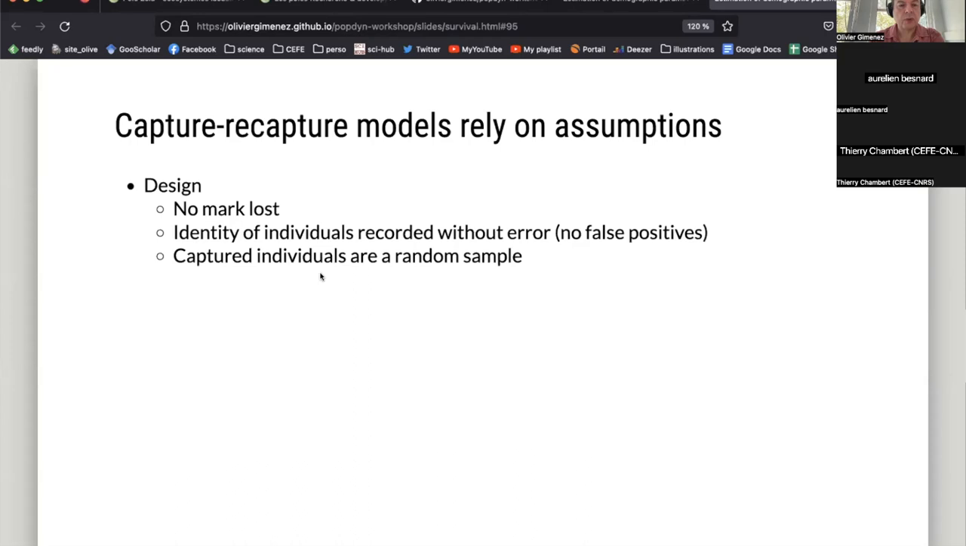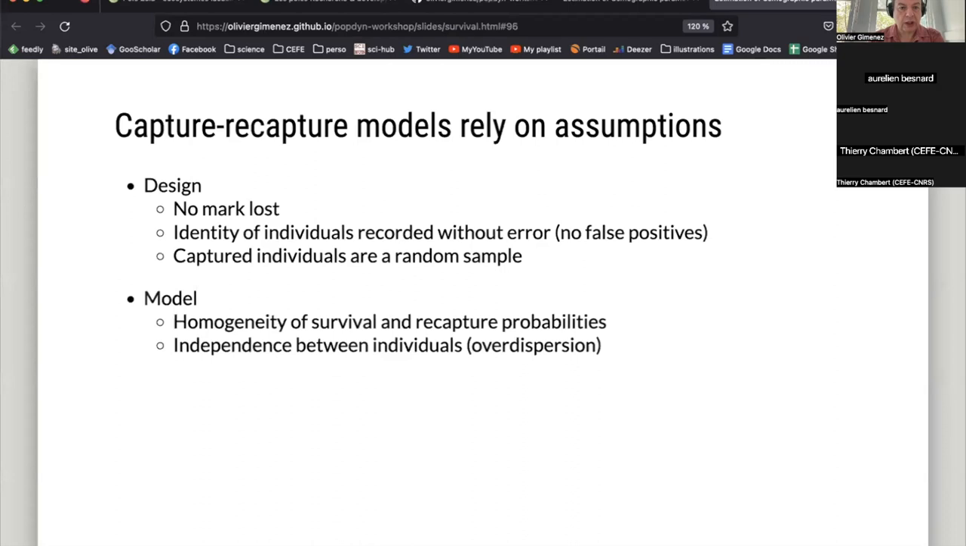Animals shouldn't lose the marks, otherwise you are in trouble. The identity of individuals should be recorded without error, meaning no false positives, otherwise you create new individuals. If you confuse an individual for another one, you create another one. And captured individuals should be a random sample of the population as well. So it's really basic assumptions, like in any sampling in statistics in general.